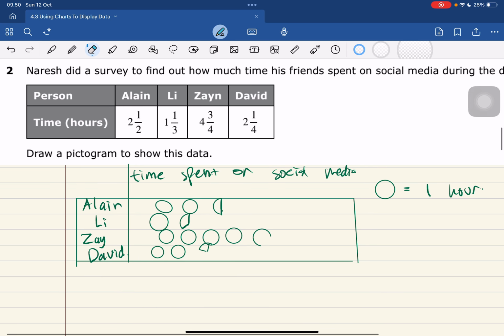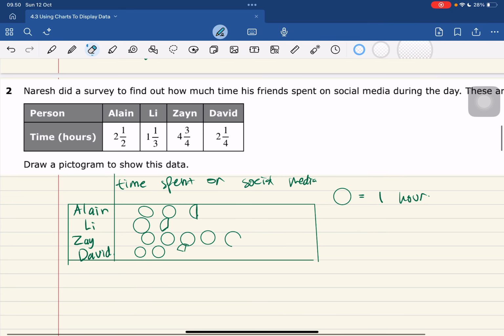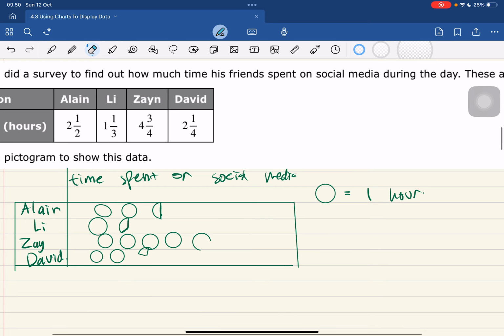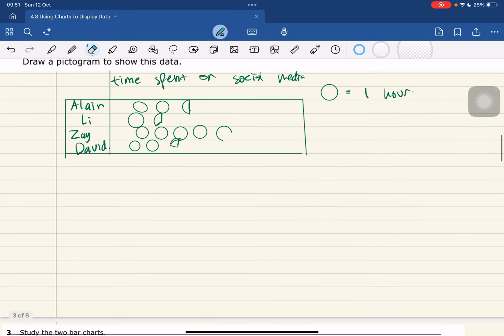Okay, that is it. This depends on you. You can draw games or pawns, up to you. I pick a circle.